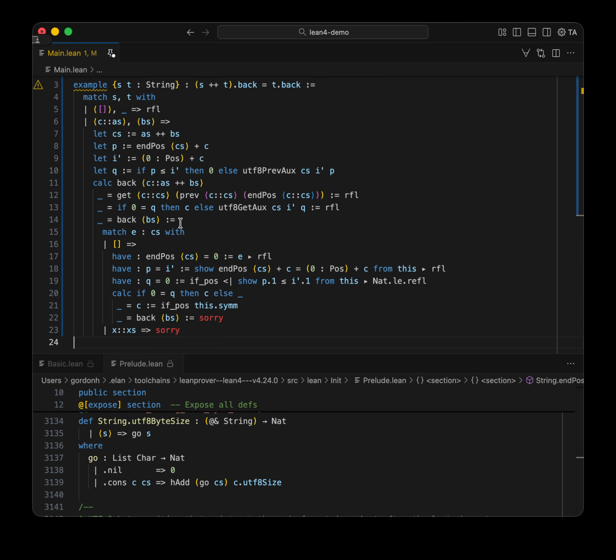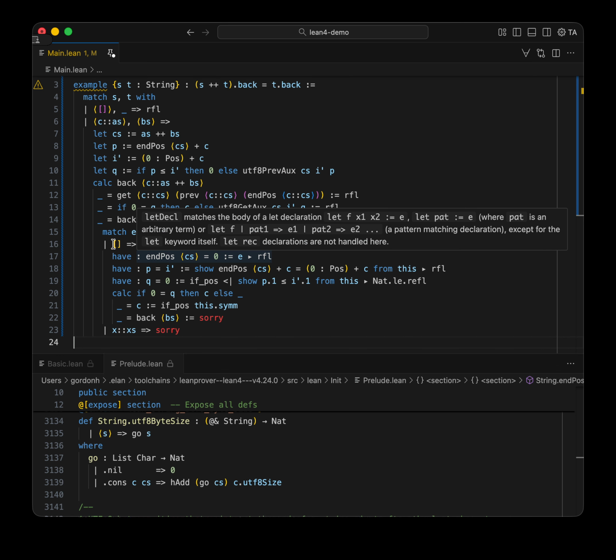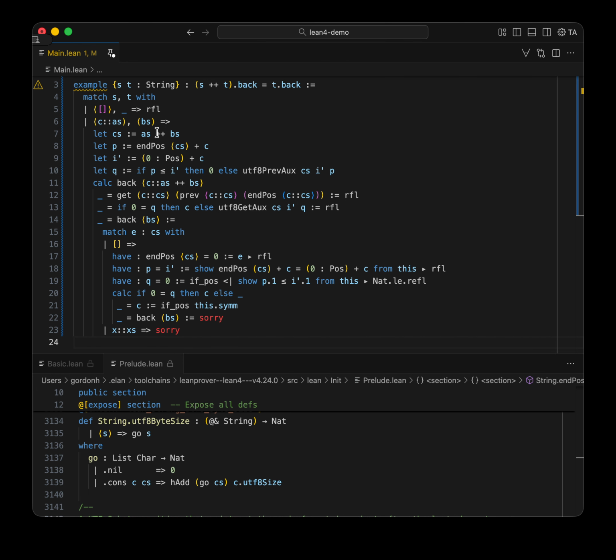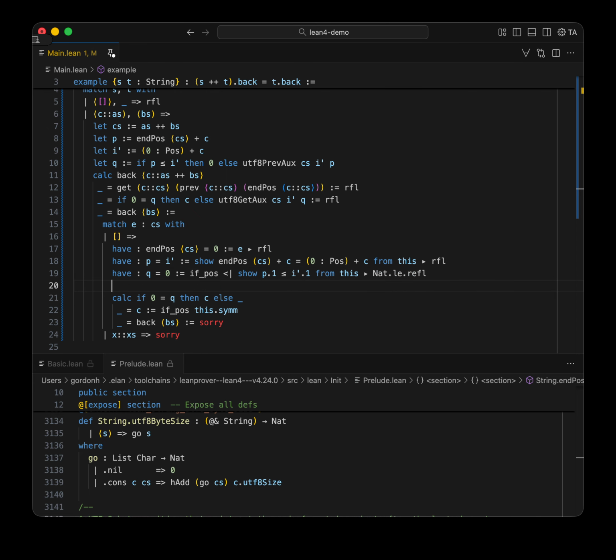Okay, make an observation. We know that CS is an empty list, and CS is AS appended with BS. So intuitively, there is no way for AS and BS to not be both empty lists as well. I believe there's an existing theorem that we can just use. Okay, let's call it. We want to show that given that CS is AS appended with BS. Let's do this.